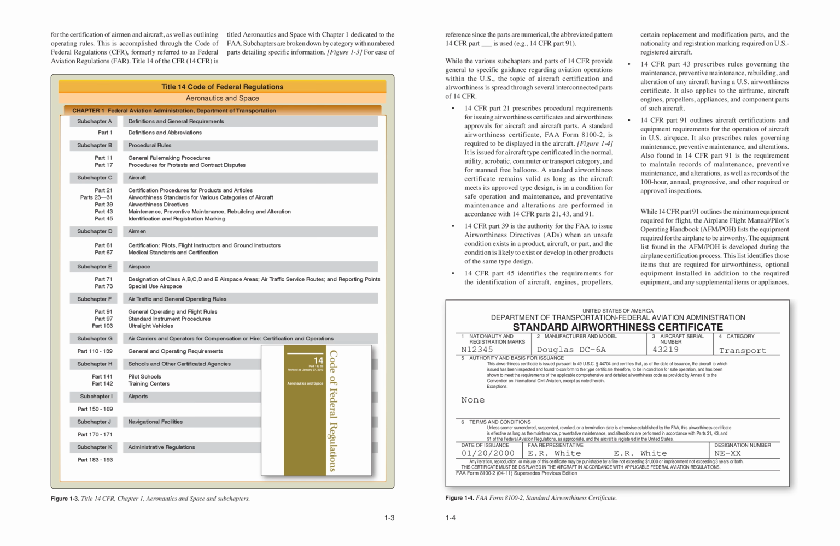United States of America. Department of Transportation, Federal Aviation Administration. Standard Airworthiness Certificate. 1 Nationality and Registration marks: N12345. 2 Manufacturer and Model: Douglas DC-6A. 3 Aircraft Serial Number: 43219. 4 Category: Transport. 5 Authority and Basis for Issuance.